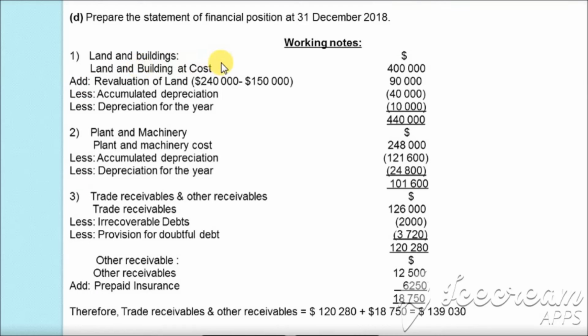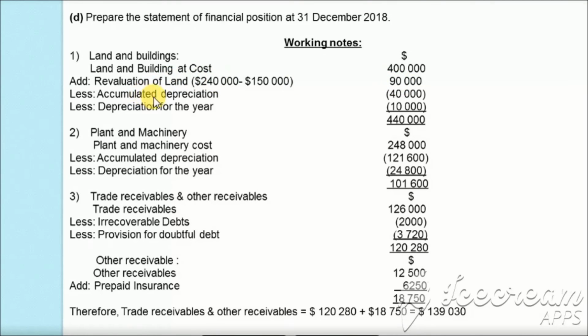The land and building at cost which was given was $400,000, and it was also stated that the value of land has appreciated after evaluation. So we are going to add that after evaluation, the value of land was $240,000, and before evaluation, it was $150,000. So the appreciation of land after evaluation was $90,000, which will be added.